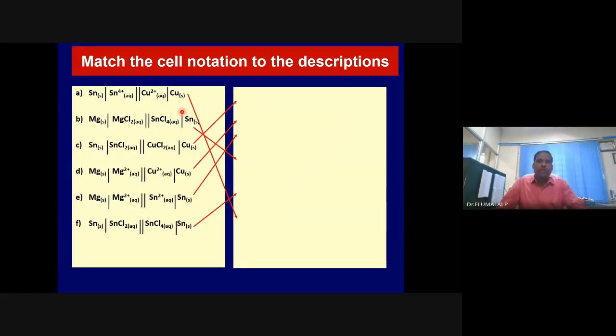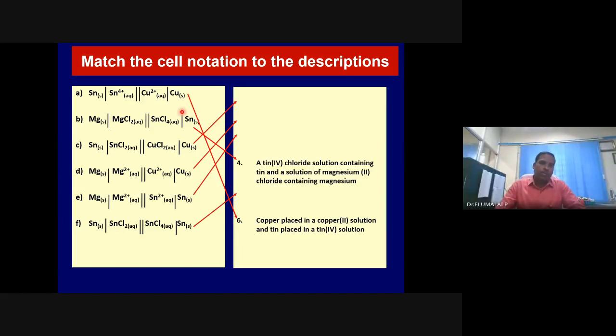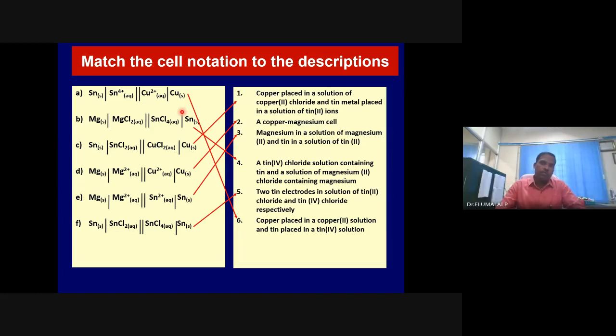So these are a few examples. So tin 4 plus immersed with the tin. Copper immersed in copper 2 plus. You'll be able to identify what is anode, what is cathode, electrolyte, salt bridge, etc. Okay. So copper is in contact with the copper 2 plus, tin is in contact with the tin 4 plus. So in this case, copper is in contact with the copper 2 plus or copper chloride, and tin is in contact with the tin dichloride. Similarly, you can know.